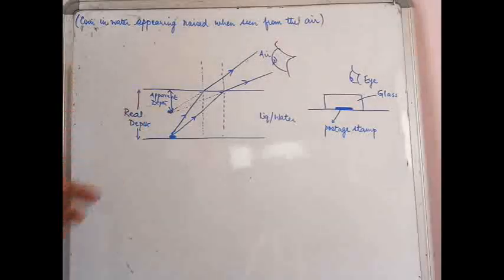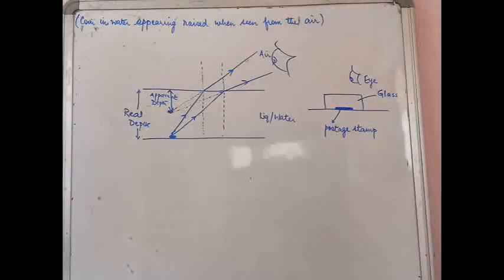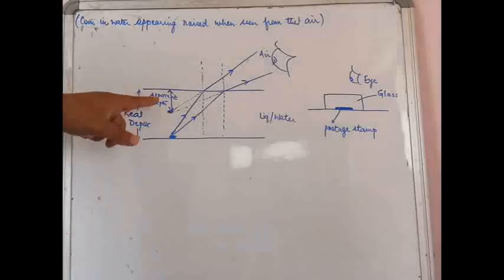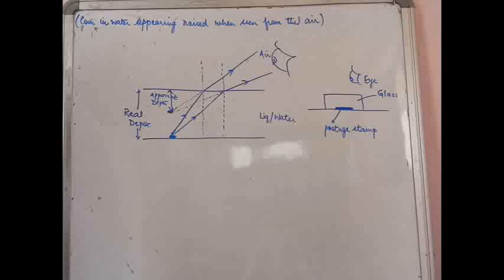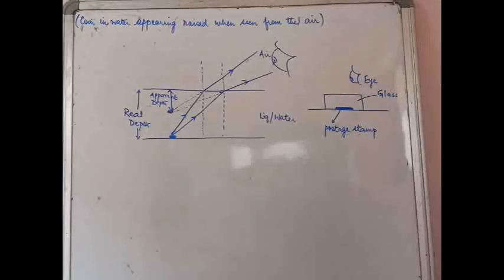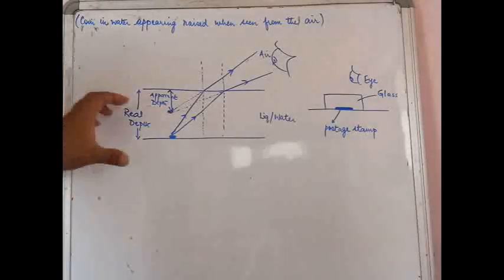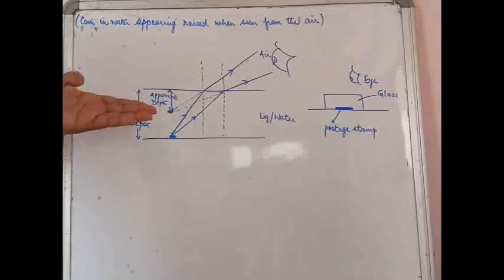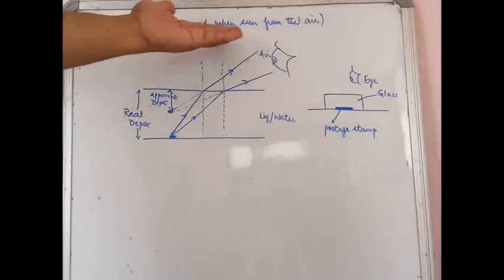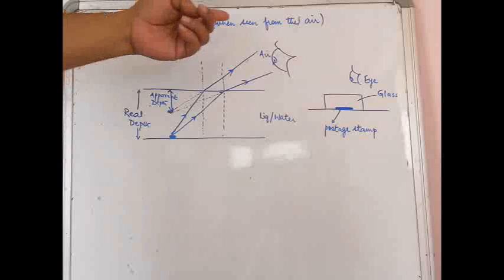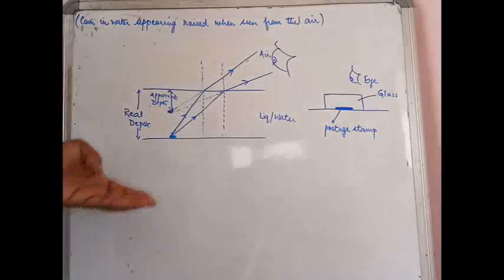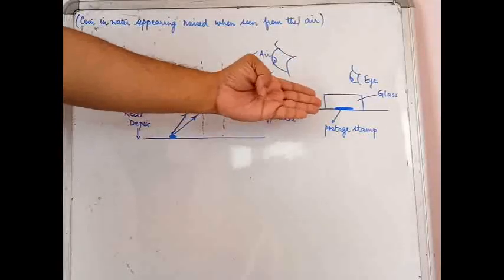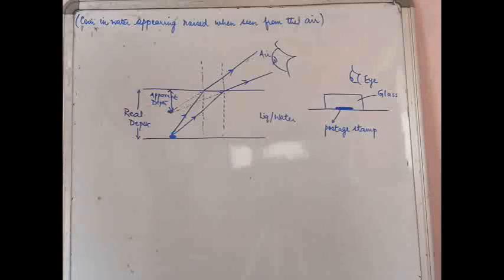In fact, as we go along, we will establish a relationship between apparent depth, real depth and the refractive index of that medium. With the help of a formula, we will get a formula later on. But as of now, you understand that a coin dipped in water appears to be raised when seen from the air. What is the reason why it appears raised? Because of the process of refraction. Similarly, you can have a number of other cases also.